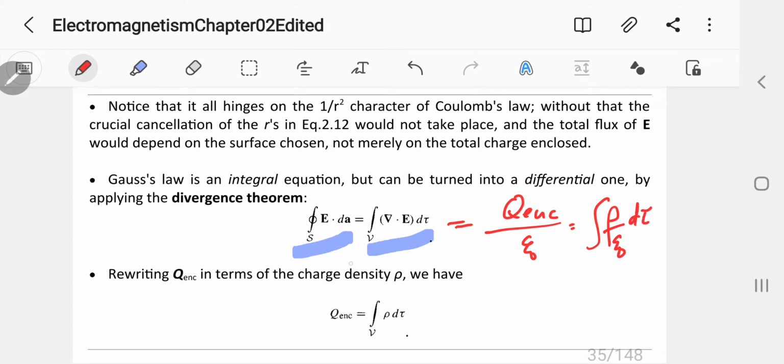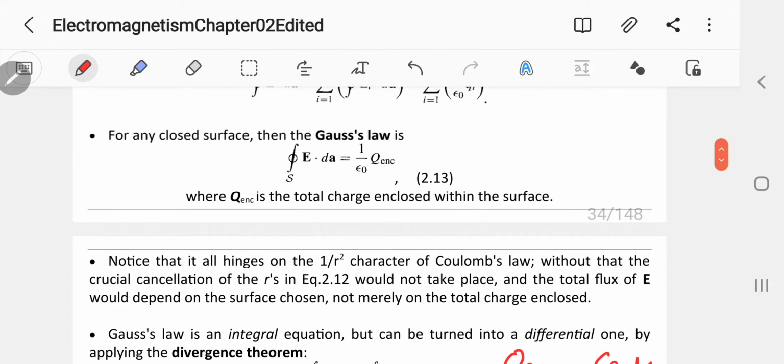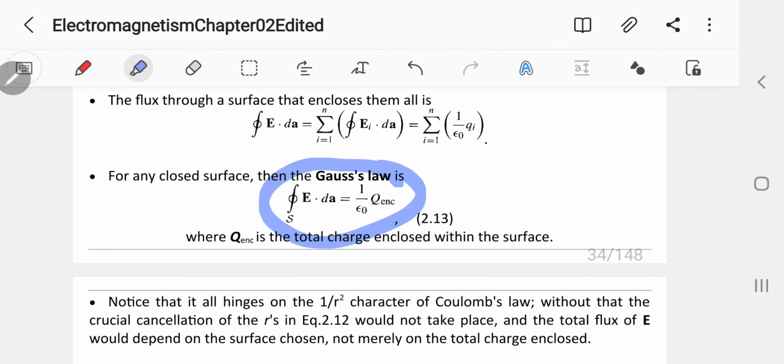So if you look at these two here, this one and this one, you can artificially cancel the integral and the variable d tau to get this equal to rho over epsilon sub O. And this one is just the differential form of the Gauss law. The integral form is, of course, this one here.